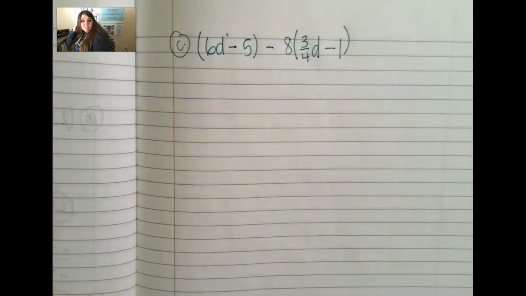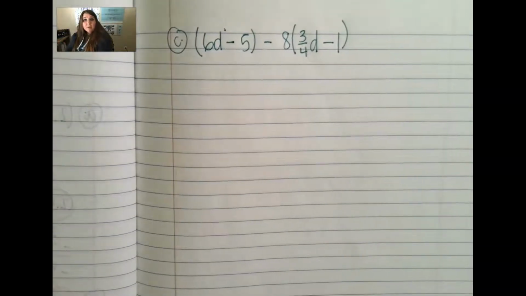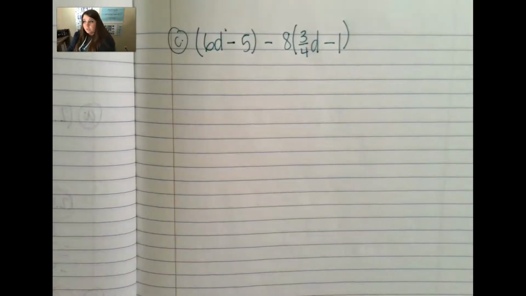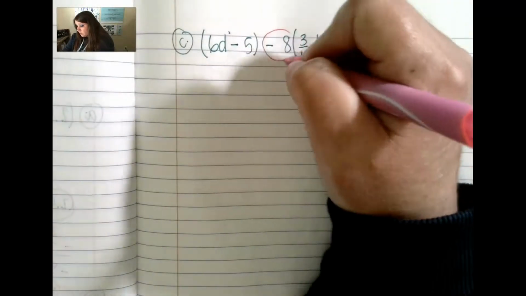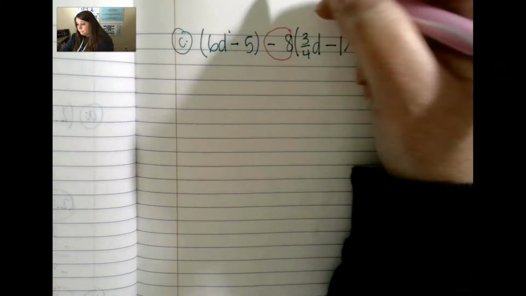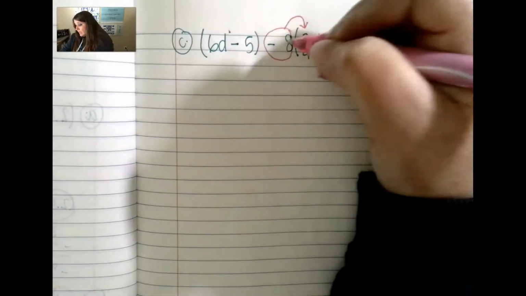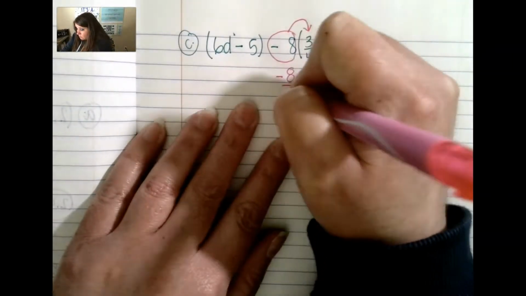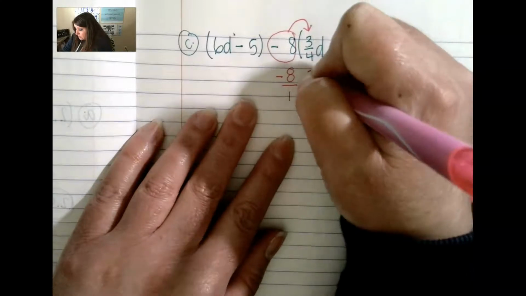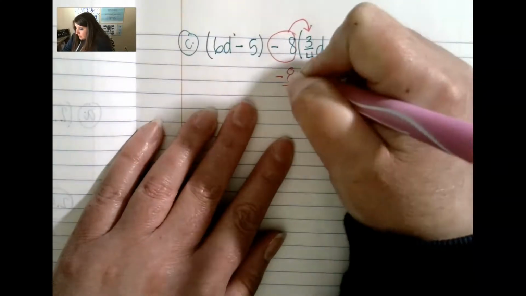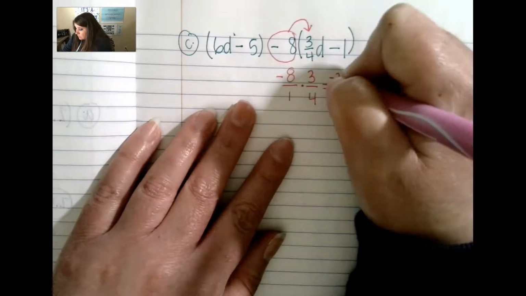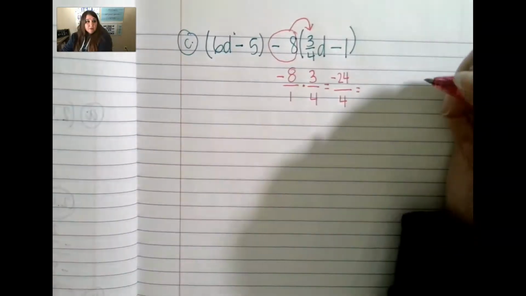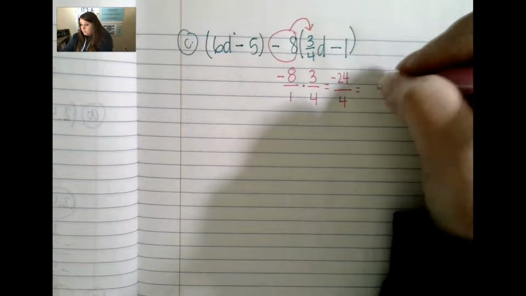Again, this is another problem that looks really overwhelming and big, but let's just break it down and do the parts that we know we can do first. So we know how to use the distributive property, so that's where we're going to start. The first part of this is negative 8 times 3/4. So negative 8 over 1 times 3/4. 8 times 3 is negative 24. 1 times 4 is 4. So that right there gives us negative 6.